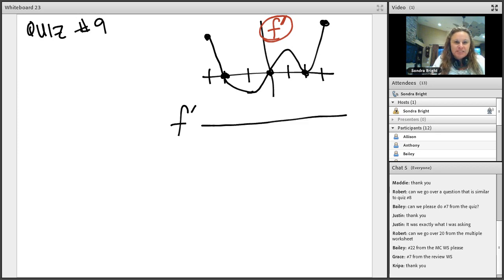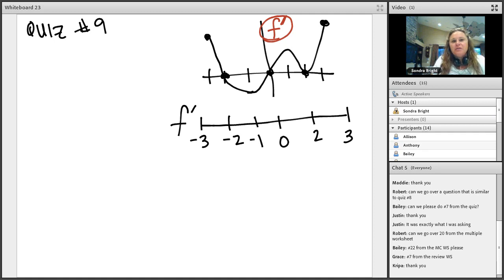sign chart of what's happening with the derivative. We've got -3 to +3 is our closed interval. And then the derivative is changing signs here at -2 and at 0. And then, well, there's a 0 here at 2. I guess we could put the whole thing, but anyway.